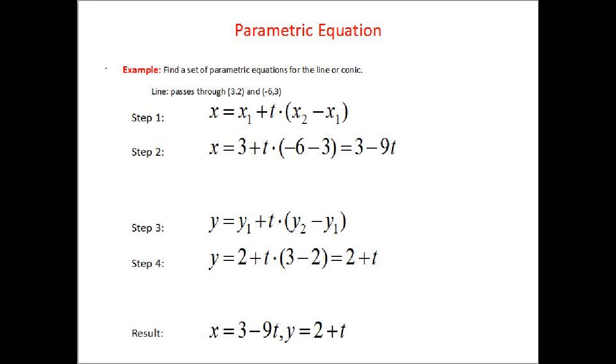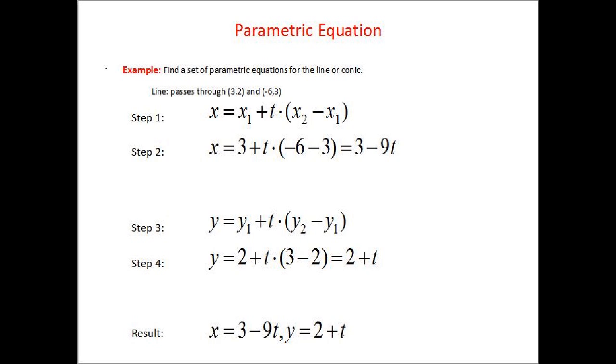Here's an example of a parametric equation that passes through the points (3, 2) and (negative 6, 3). We start with x. x is equal to x sub 1 plus t times x sub 2 minus x sub 1. We plug in 3 for x sub 1 and negative 6 for x sub 2, and that gives us x equals 3 plus t times negative 6 minus 3, which is 3 minus 9t.